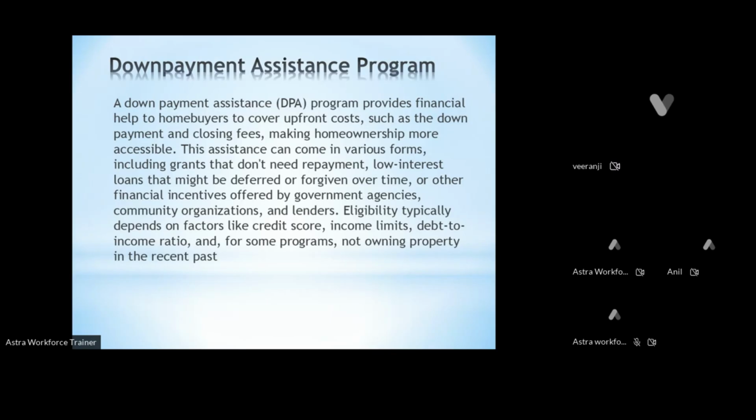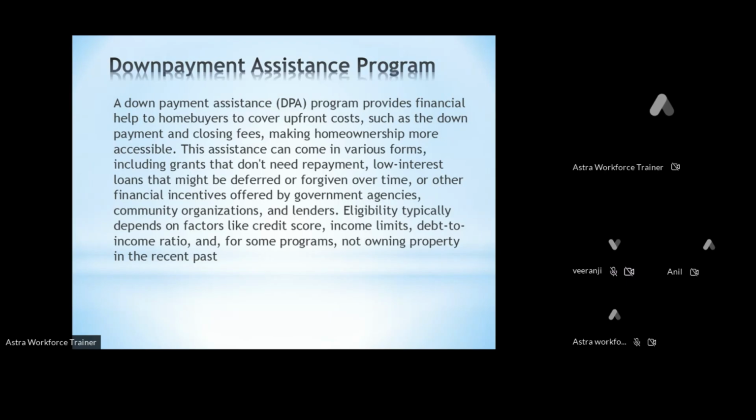Okay, so down payment assistance program, that is a DPA. It is nothing but, for the down payment, in case the borrower is not able to pay the down payment, like the 20% of the loan amount they need to pay initially, right? That's called the down payment. It's the initial deposit amount. For that also the lender can give the assistance, will give the loan amount.